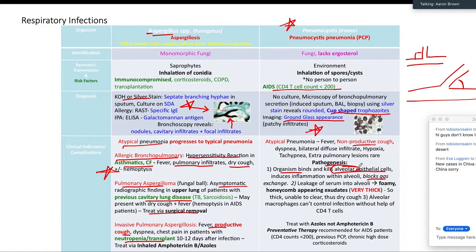All right, remember this, that it works at the level of the alveoli. Okay, we get these honeycomb appearing exudates. We can give azoles, and preventative therapy is recommended for AIDS patients. Okay, great.